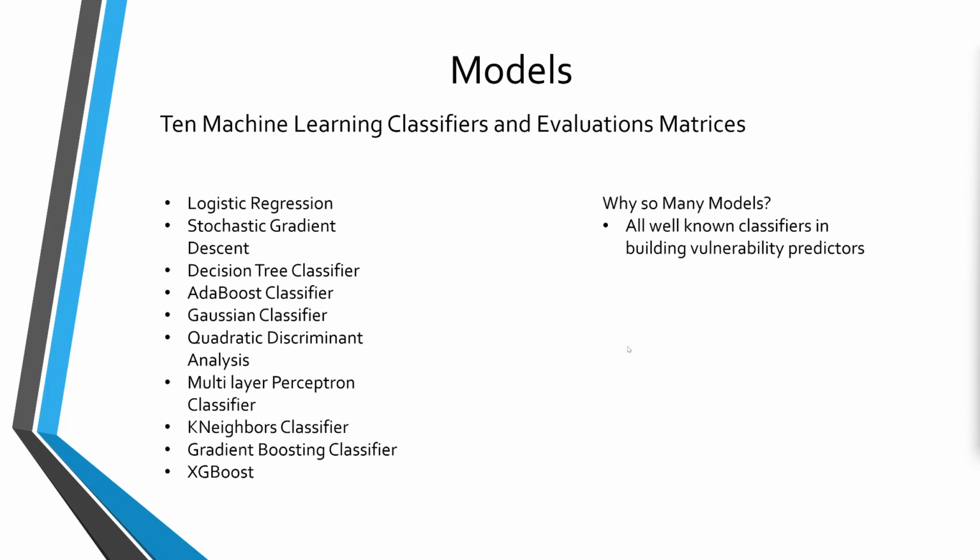The models that the research used were 10 machine learning classifiers: logistic regression, Gaussian classifier, AdaBoost classifier, and XGBoost, just to name a few. Now you may be asking, why are they using so many models? And in this case, there are 10 of them. Well, it's because they are all well-known classifiers in building vulnerability predictors.